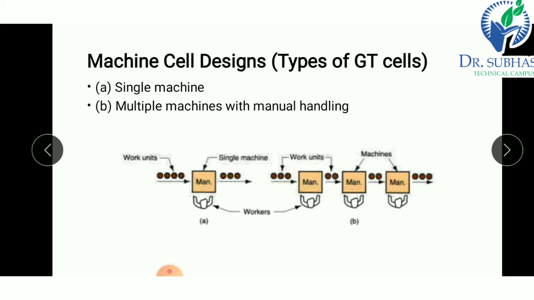The cell contains the machines needed to produce a certain family of parts, and the machines are organized with proper fixtures, tools, and operations to efficiently produce the part family. In this type of manufacturing cell, all the material handling is manual, and it requires proper fixtures and tooling. So we can say that tooling and setting time will be reduced.